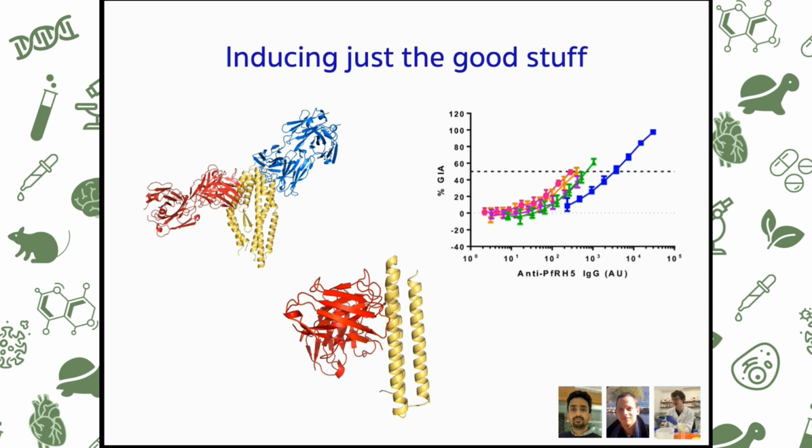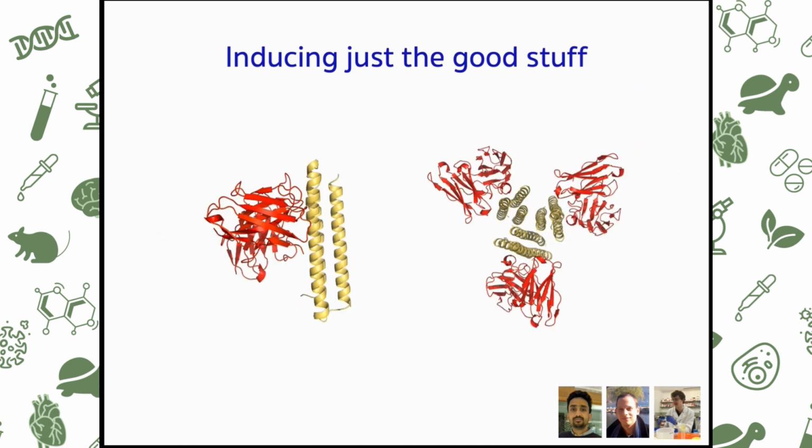And then that graph shows you growth inhibitory activity, in this case high is good, versus antibody concentration. And you can see the dark blue line is when you use RH5, and all of the other lines are where you use our designed immunogens. And you can see the designed immunogens are all hitting that 50% growth inhibitory activity line with sort of 8 to 10-fold less antibody. In other words, the antibody that's induced by these better quality immunogens is about 8 to 10 times better. So rather than generating all of the rubbish antibodies, we're just making the good ones.